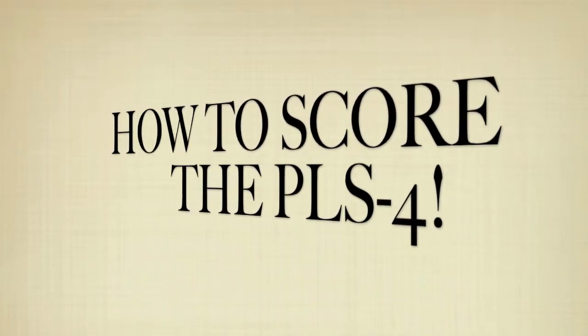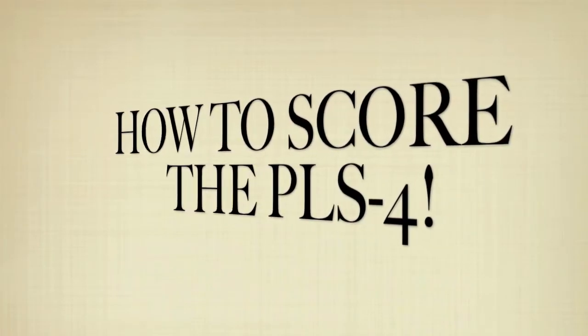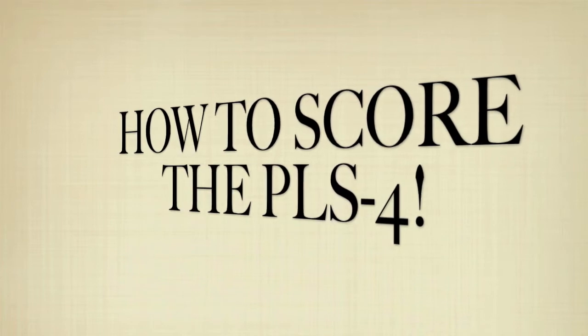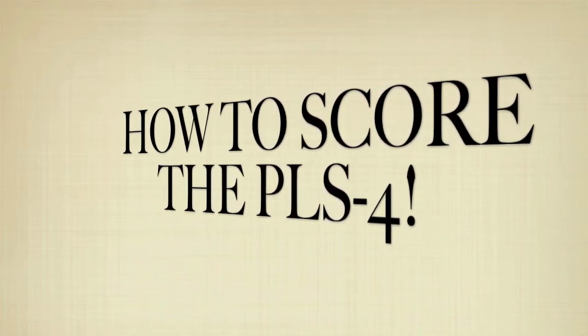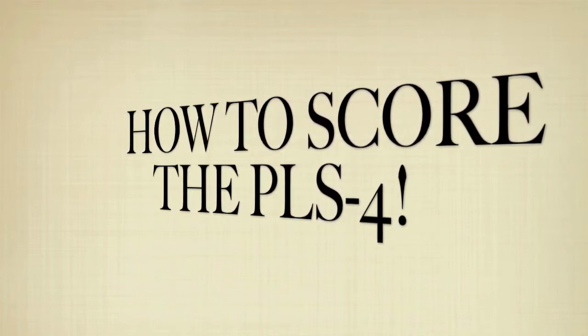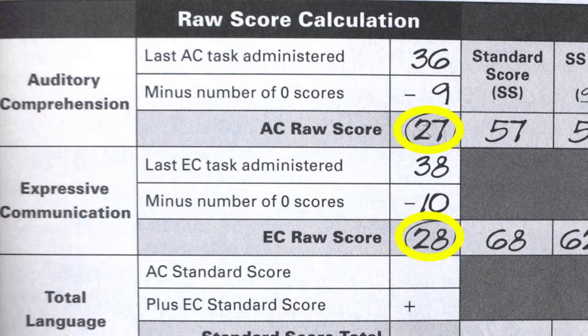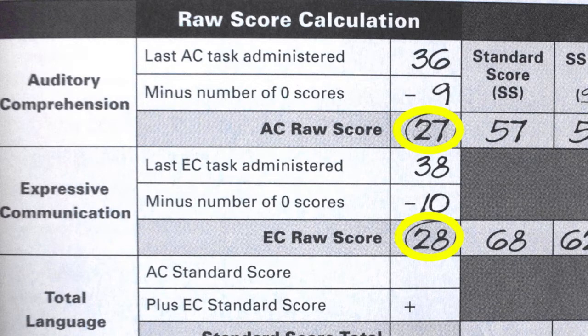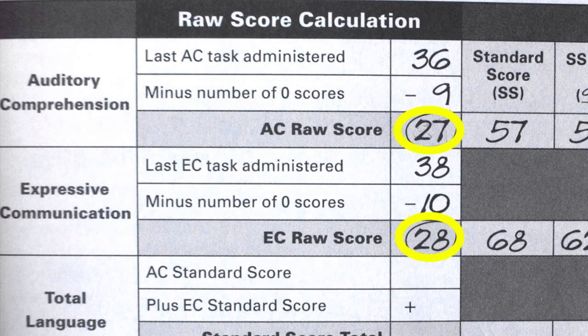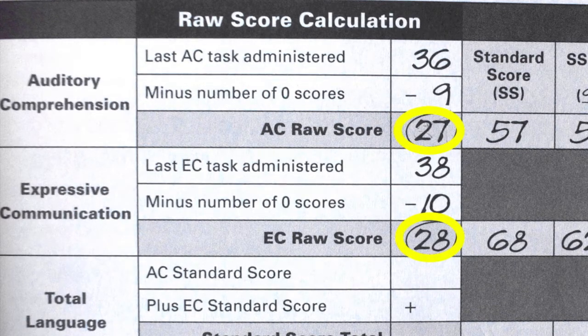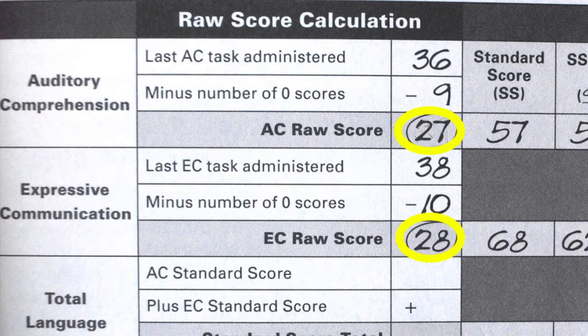How to score the PLS-4. Scoring the PLS-4 is very simple and straightforward due to the step-by-step instructions in the examiner's manual. Let's take a look at a specific scoring example. In order to get the auditory comprehension raw score, you take the last AC task administered and subtract the number of zero scores.